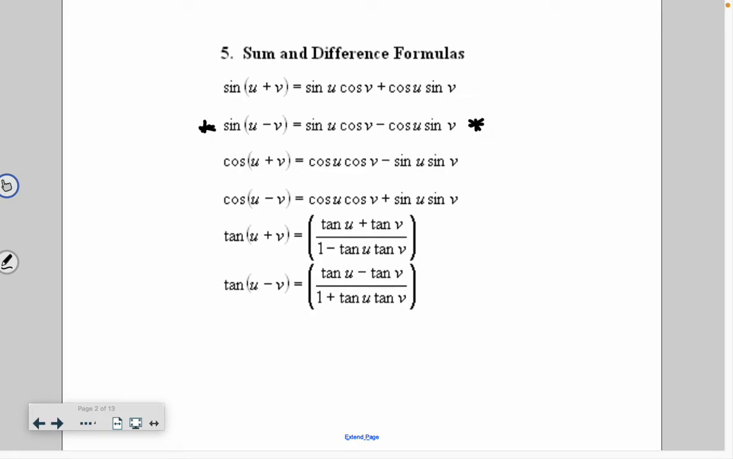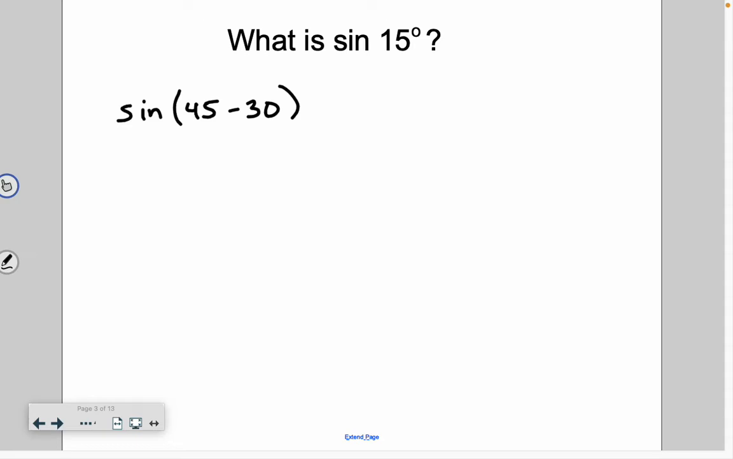So if we do the sine of 45 minus 30 degrees, we're going to start with using our formula, and just make sure the signs are correct. We have the sine of U. What that means is the sine of the first angle, sine of 45 degrees, times the cosine of V, which is just the second angle. Then if we keep working with that formula, minus the cosine of U, the first angle, times the sine of V, the second angle.